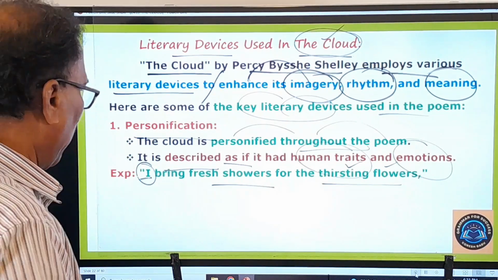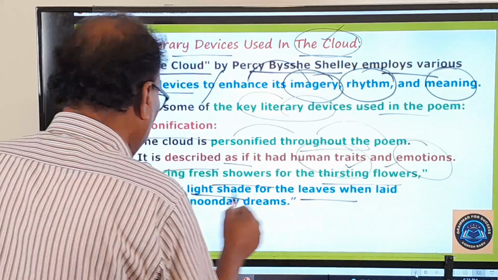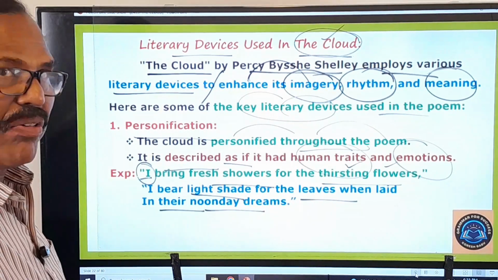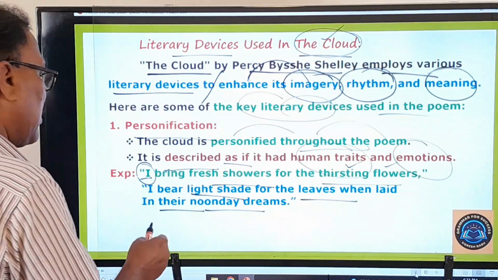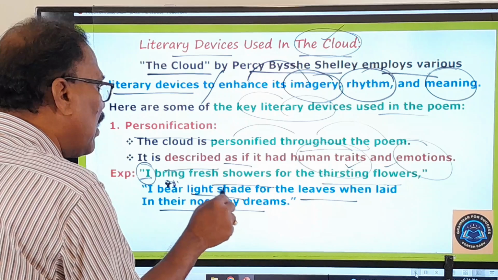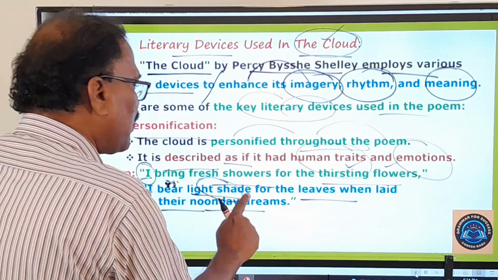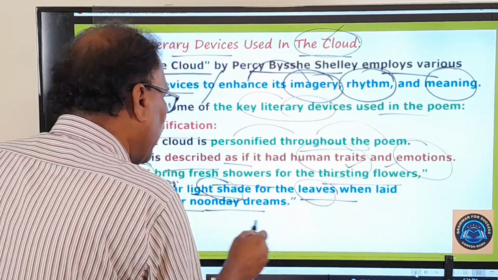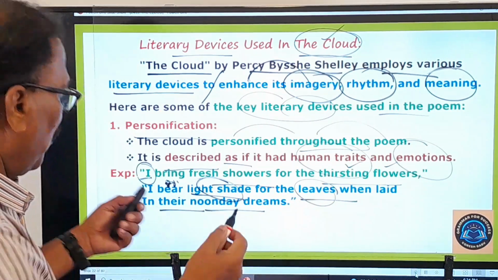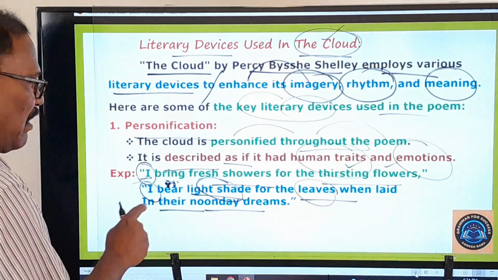One more example I would like to give you here. I bear light shade for the leaves when laid in their noonday dreams. So in this also, this cloud has been personified. What does the cloud say? I bear. I bear means I provide what? Light shade. Light shade means shade. I provide light shade for the leaves that are exposed to the hot sun at midday. You know very well, just like a human being, it has been personified.